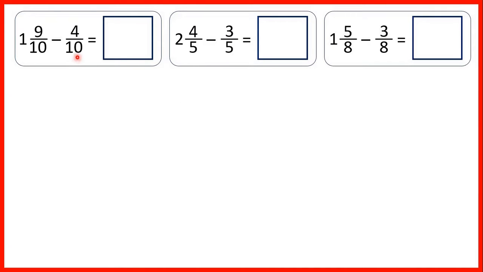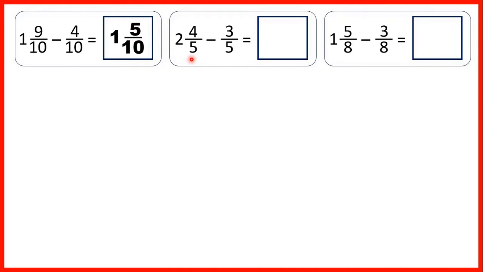Now we need to subtract a fraction from a mixed number. So first we have 1 and 9 tenths minus 4 tenths. So first, let's see if we can subtract 4 tenths from 9 tenths. Remember, when we subtract fractions, the denominator stays the same, and 9 minus 4 is 5. So our fraction is 5 tenths. But in our question, we start with 1 whole. We're not taking any wholes away, so we still have that 1 whole in our answer, 1 and 5 tenths.